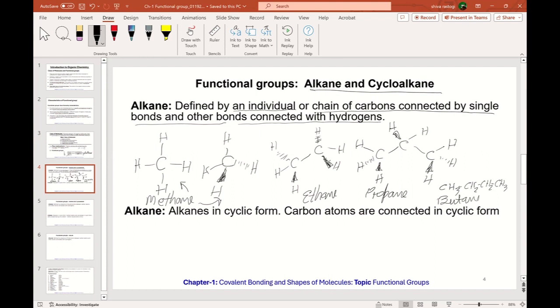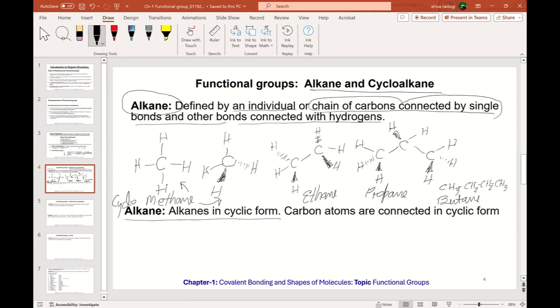So they are all alkanes, and here you can see chains of carbon connected by single bonds. They are all single bond connected. And next is the alkane in cyclic form. The cyclic form of alkane is called cycloalkane. So here is a cycloalkane. What are the cycloalkanes?